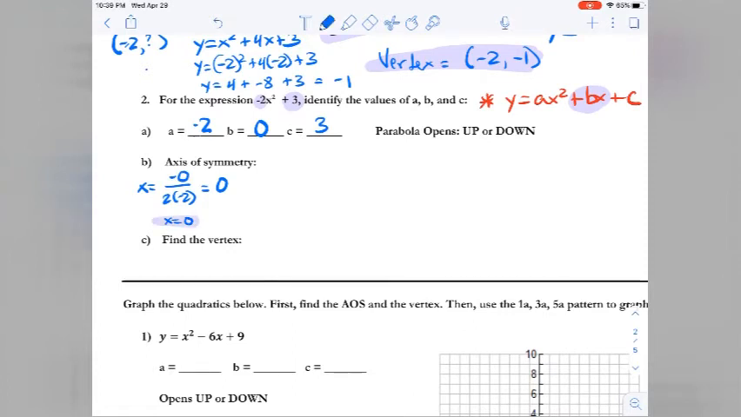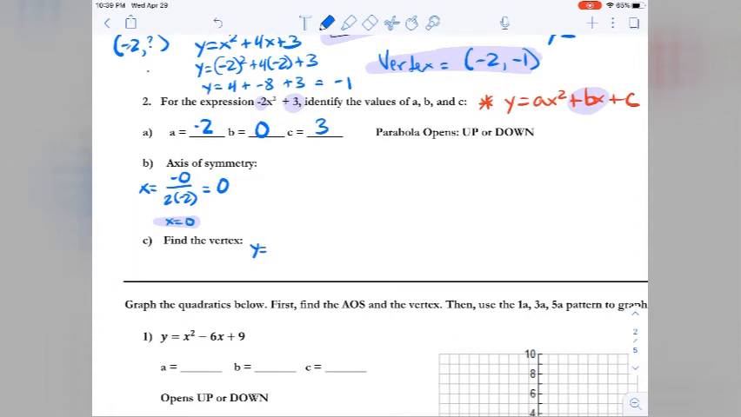Now, to find the vertex, we want to plug our equation back in. So we have y equals negative 2, we said our x was 0, plus 3. So negative 2 times 0 is just 0, so we end up with y equals 3. So our vertex, our x was 0, and then our y was 3.